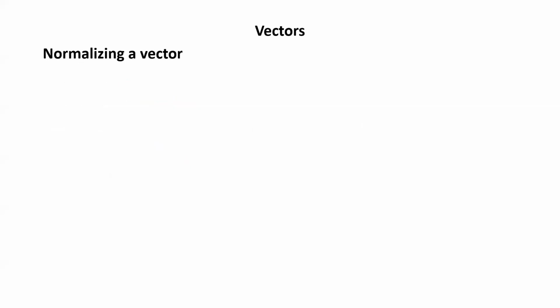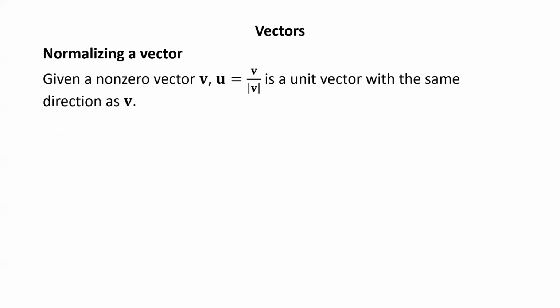Normalizing a vector. Given a non-zero vector v, the vector u defined by v over the length of v is a unit vector with the same direction as v. Okay, so sometimes we want to replace a vector by a vector in the same direction, but with a length of 1. That's called normalizing the vector.